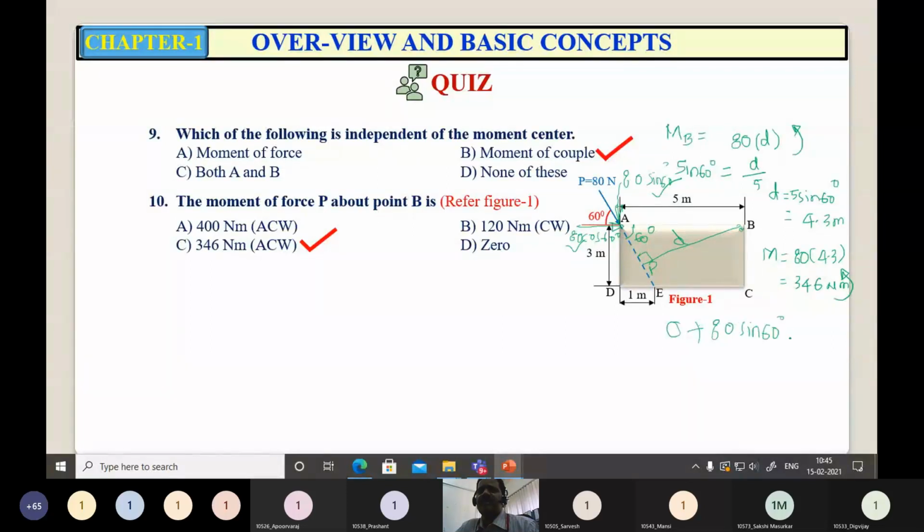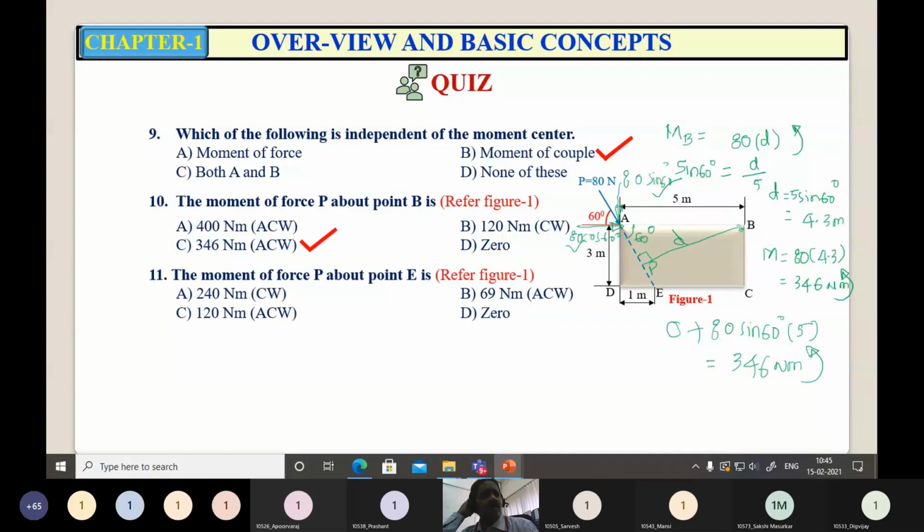into perpendicular distance. What is the perpendicular distance from the line of action of force to B? 5 meters. 80 sin 60 is acting vertically, so this horizontal distance is the perpendicular distance. So 80 sin 60 into 5 is nothing but 346 Newton meter anti-clockwise. So either by finding the perpendicular distance you can calculate the moment, or if it is difficult to find the perpendicular distance in some situations, you can resolve the force into components and using Varignon's theorem, you can find the moment. Okay.